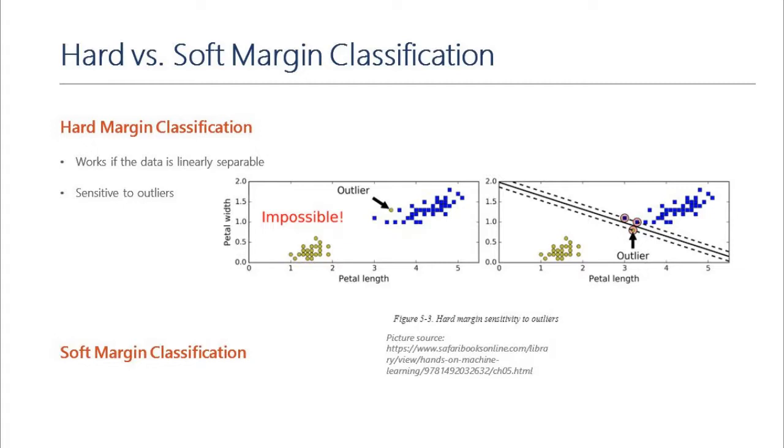So look at the figure on the left. You'll see that we have just one additional outlier in our Iris dataset, so it's impossible to find a hard margin. And on the right side, the decision boundary ends up very different from the case where the data is linearly separable, as in the first image we saw on the previous slide. To avoid these issues, it's preferable to use a more flexible model. The objective is to find a good balance between keeping the margins as large as possible and limiting the margin violations, or instances that end up in the middle of the margins, or even on the wrong side. This is called soft margin classification.